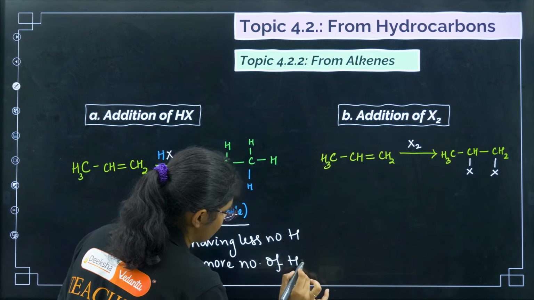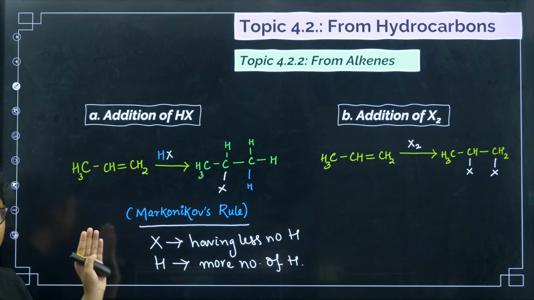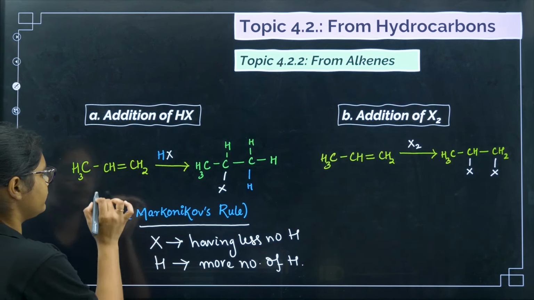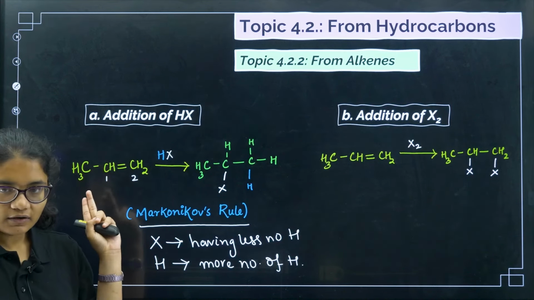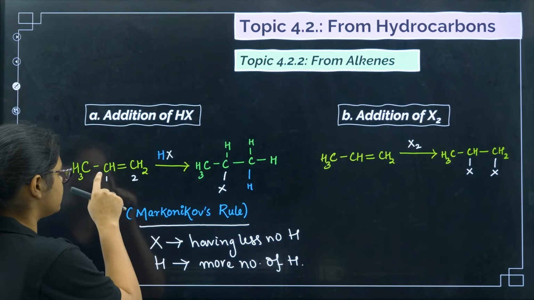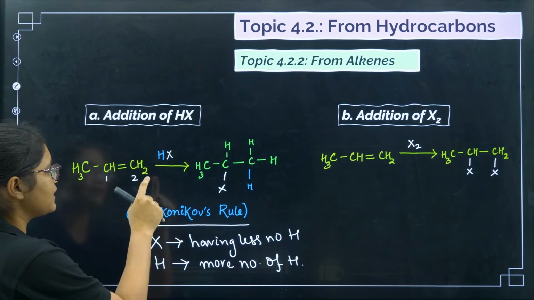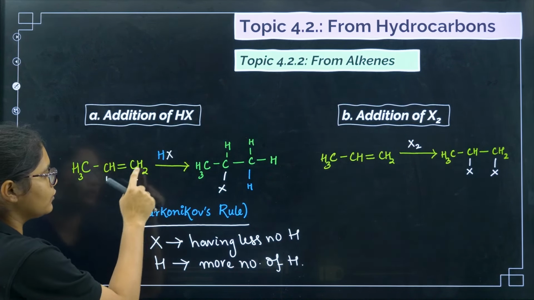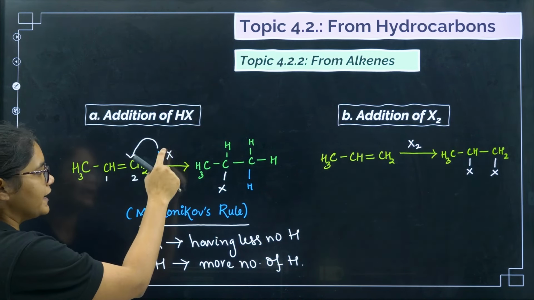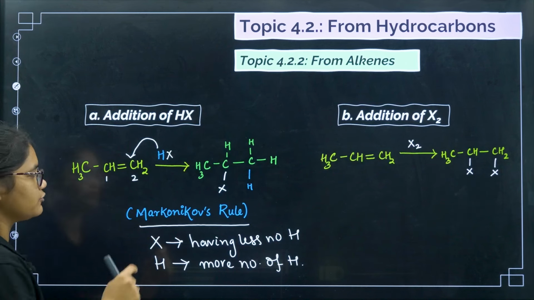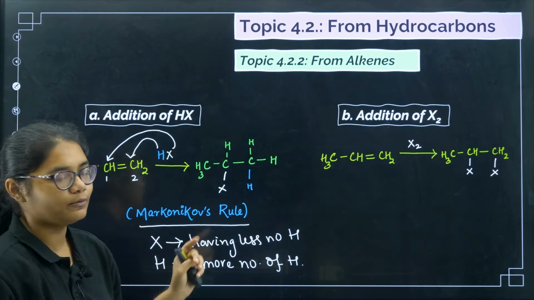H will go to the carbon having more number of hydrogen. Now if I see this example, CH3 CH double bond CH2. The addition takes place on the carbon which is having the double bond. This carbon is having only one hydrogen and this carbon is having two hydrogens, right? So according to Markovnikov's rule, H will go to the carbon having more number of hydrogen. So H will attach here, and X will go to the carbon having less number of hydrogen. So X will go and attach here. So we will get this type of haloalkanes.